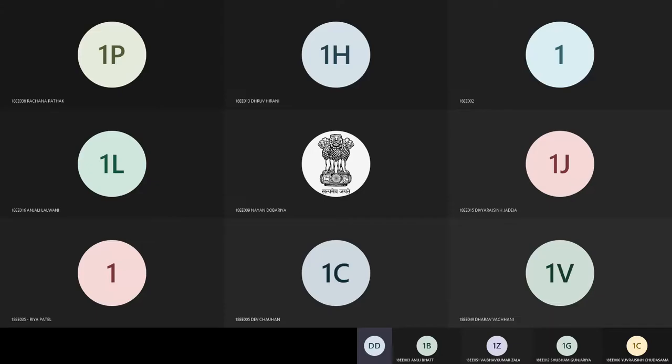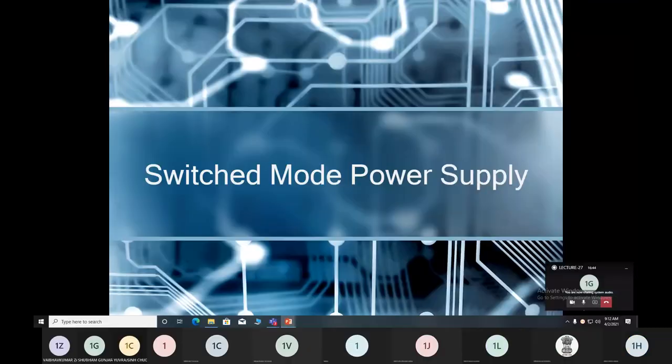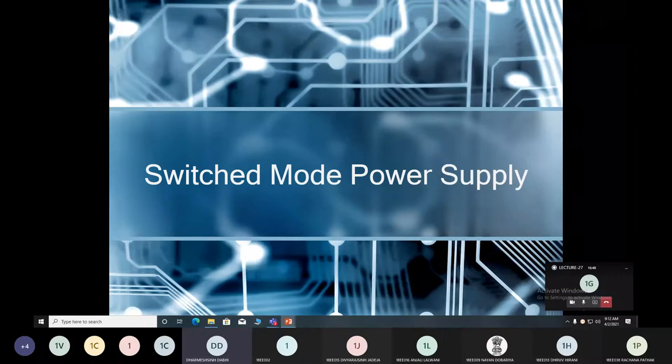There are two types of power supply. One is SMPS, switch mode power supply, and another is UPS, uninterruptible power supply. Okay. So first we start with the first topic, switch mode power supply. It is what we call an SMPS.